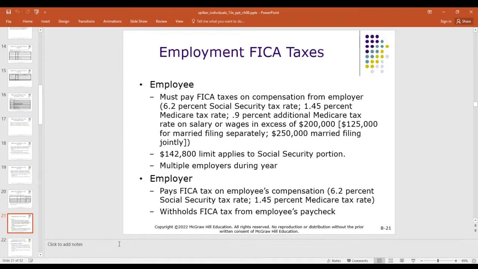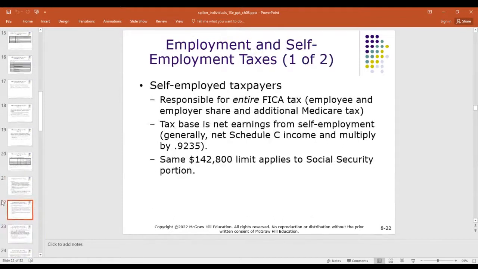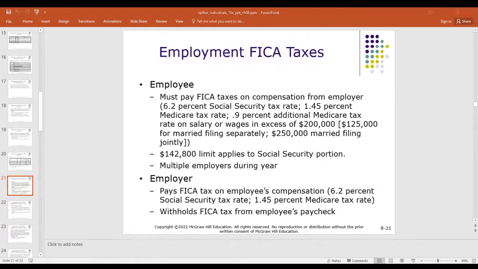And then 1.45% for Medicare tax, and then 0.9% additional Medicare tax. Yes, you have to pay an additional Medicare tax when your wages are above a certain amount. The employer matches it. Now, you notice this, it says multiple employers during the year. I don't know if they have one here or not. I don't think so. But I want to show you this. I'm going to stop sharing the PowerPoint because I think it's something really important that we don't generally cover. And let me find us here and open up a Word document.